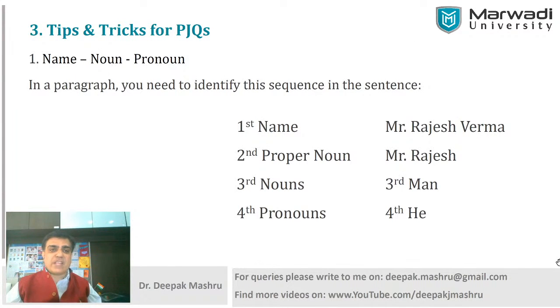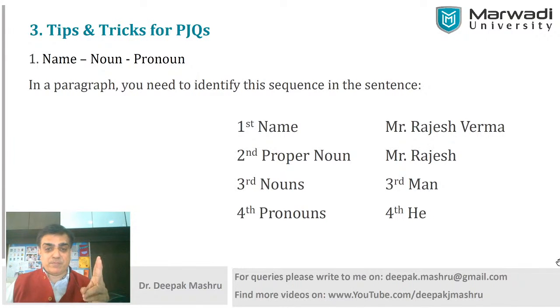Okay, so let's start with the first one: name, noun, and pronoun. That means in a paragraph, when we are given many sentences, you need to find out what is the first one. First name is the full name. Because when we talk about someone first, we write the full name, then we talk about that name, then pronoun comes. Because noun is the name of a person, and pronoun is a word that is used in place of a noun. That means that comes last. That means if you can find out any full name given in a paragraph, that can be the first sentence.